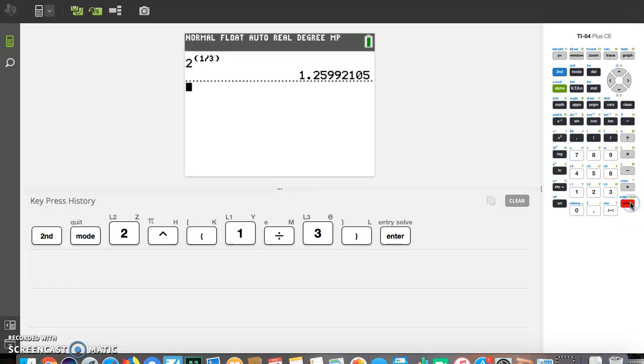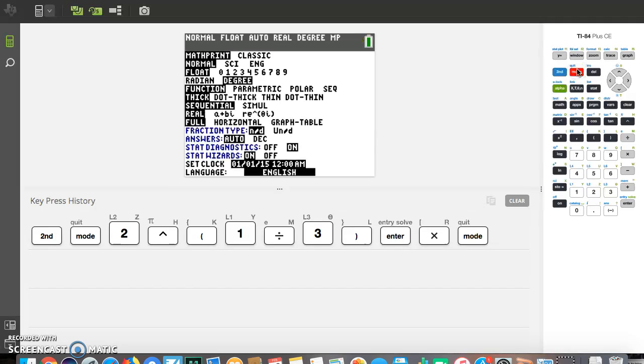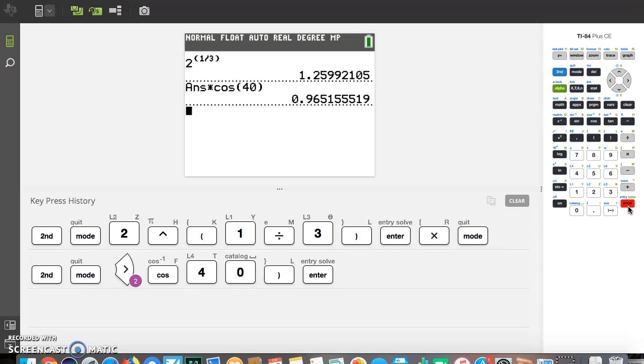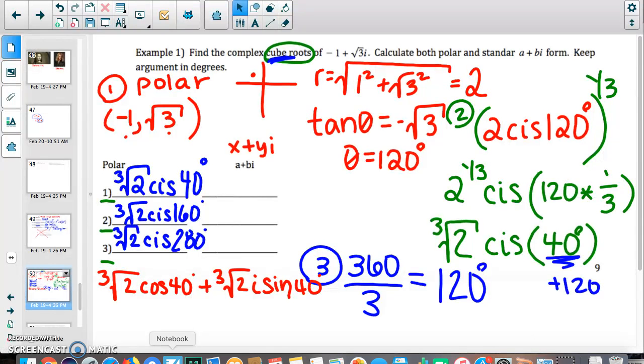And I would just press enter right away. And then I'm just going to multiply that by the cosine of 40 degrees. Let's make sure we're in degree mode. We're good. So answer times cosine of 40 degrees. And my real component is going to be 0.97.